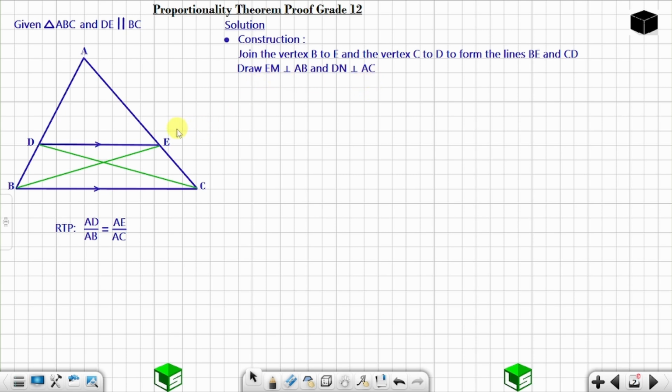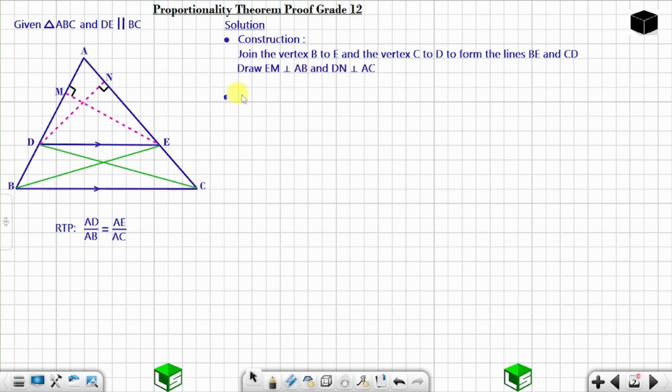EM perpendicular to AB, and you are going to draw DN, DN perpendicular to AC.